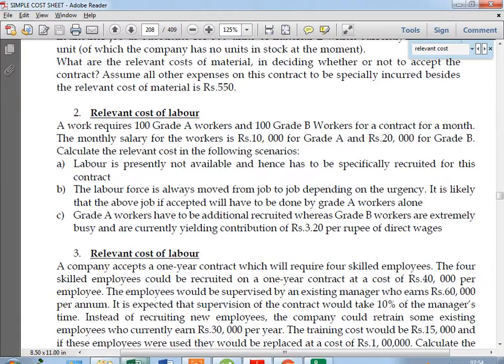Clear? Able to understand this? So they are not earning a contribution of 3 rupees 20 paise. They are earning a contribution of 4 rupees 20 paise. Any doubts on this? Now write part C.